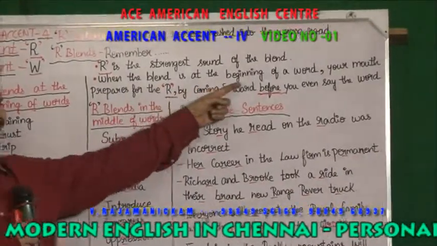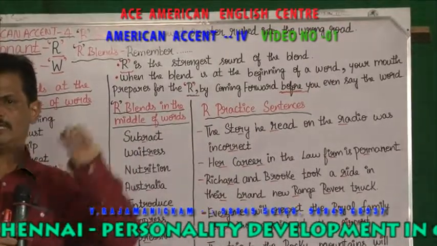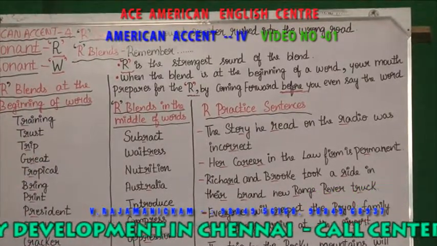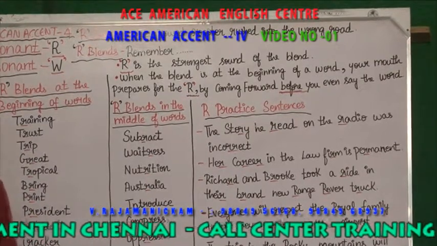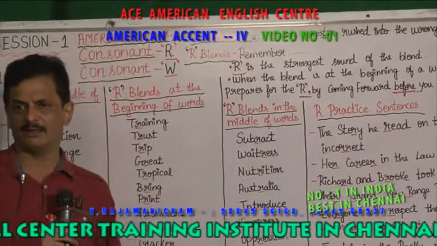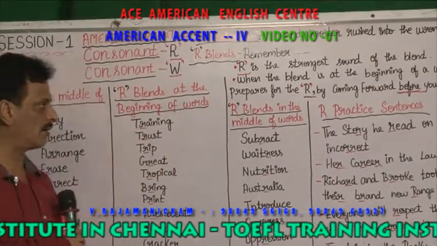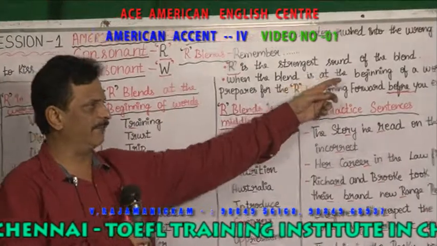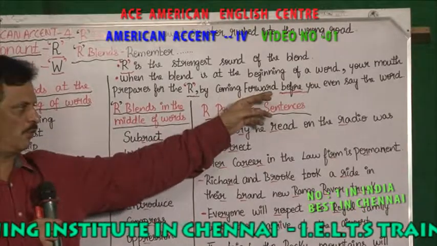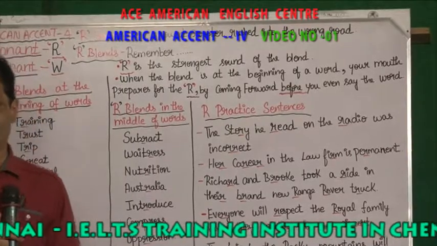When the blend is at the beginning of a word, your mouth prepares for the R. Right? Mouth goes ready for R, not for the other consonant. For example, TR, trust. It has to go straight away to R. Trust, not T. Training, it goes straight away to R. Great, it has to go straight away to R. So here, when the blend is at the beginning of a word, your mouth prepares for the R by coming forward before you even say the word. Immediately before even saying the word, R should come in the blend, right?